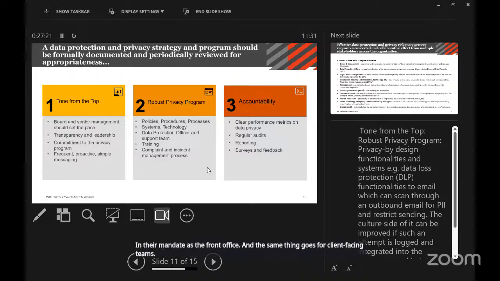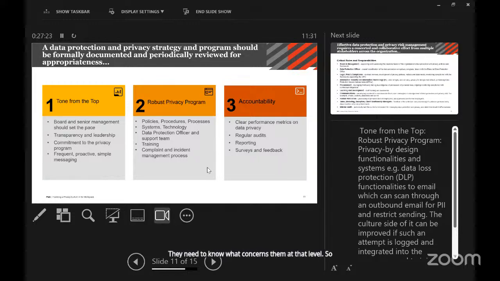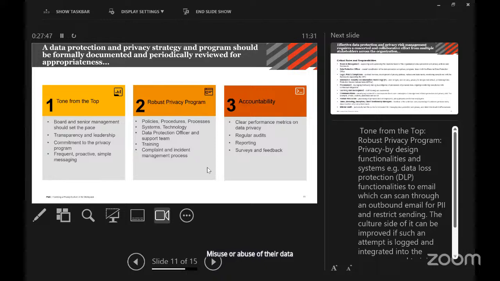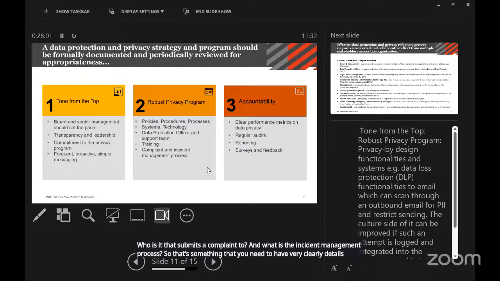And the same thing goes for client-facing teams. They need to know what concerns them at that level so that they're able to address any questions within their work. Then when it comes to complaint and incident management processes, it's important that you have a clear structure as well as direction around where do I send my complaint. For example, if an employee is faced with a client's complaint about the misuse or abuse of their data, it's important that the employees that are contacted know what the next step is. Who is it that we submit a complaint to? And what is the incident management process? So that's something that you need to have very clearly detailed and have as part of your training program.